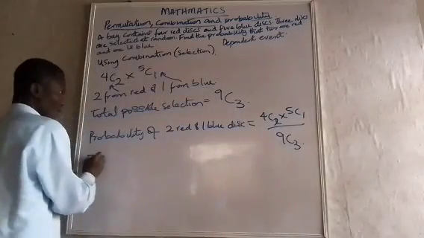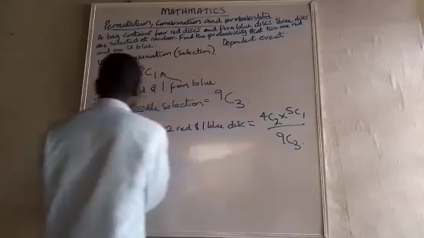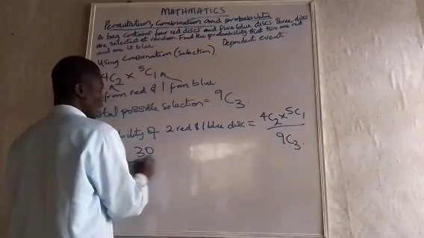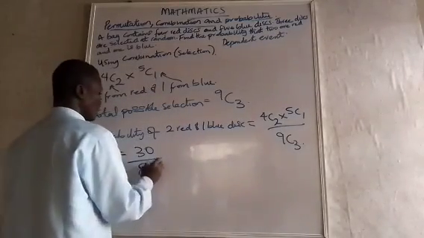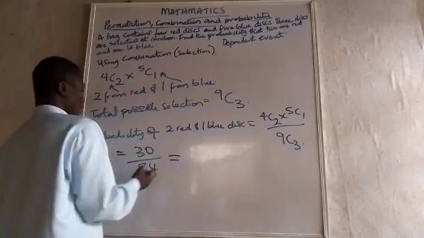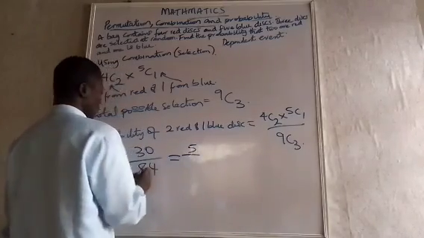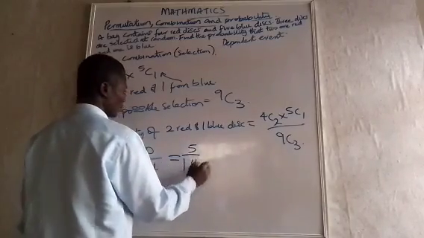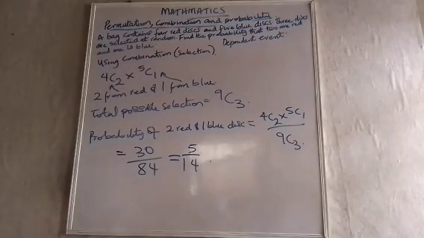So let's break it down. The numerator is going to give you 30, and the denominator is going to give you 84. So 30 over 84 reduces to 5 over 14. So you can see, you arrive at the same answer.